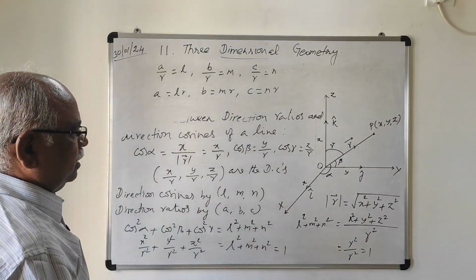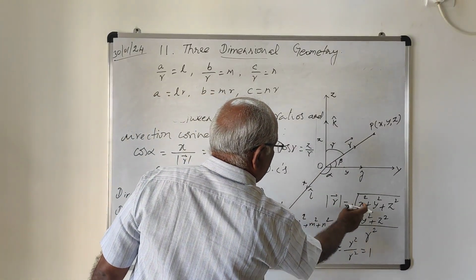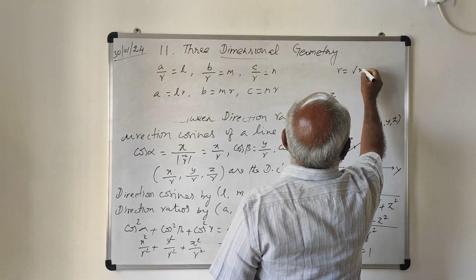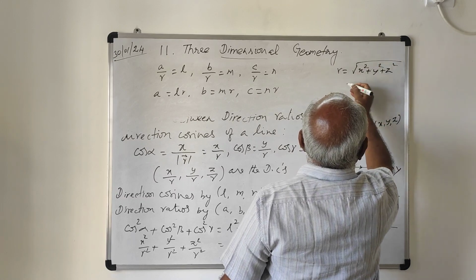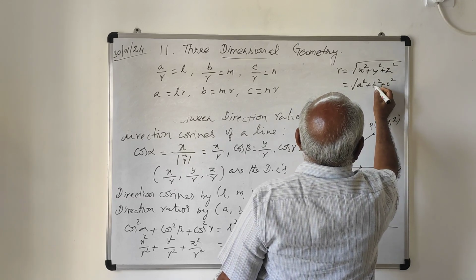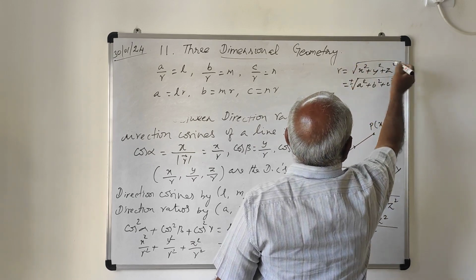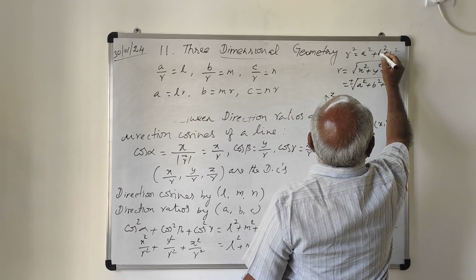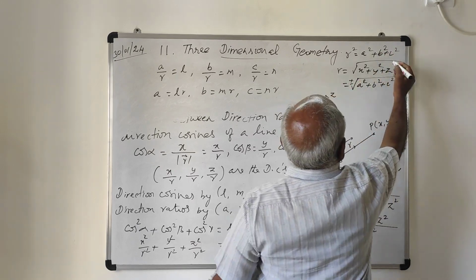What is r? r is the root of r square, which is the root of x square plus y square plus z square. This can be replaced by the root of a square plus b square plus c square using the plus or minus symbol, because r square is a square plus b square plus c square. So r is plus or minus root of a square plus b square plus c square.